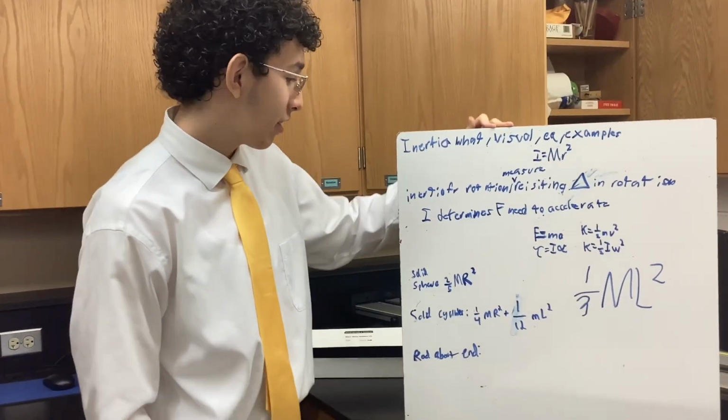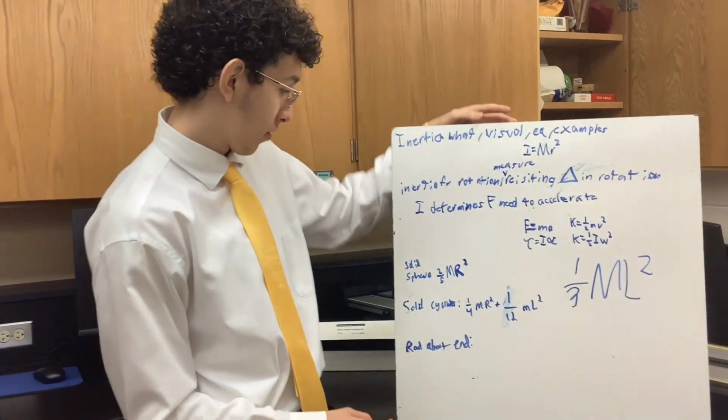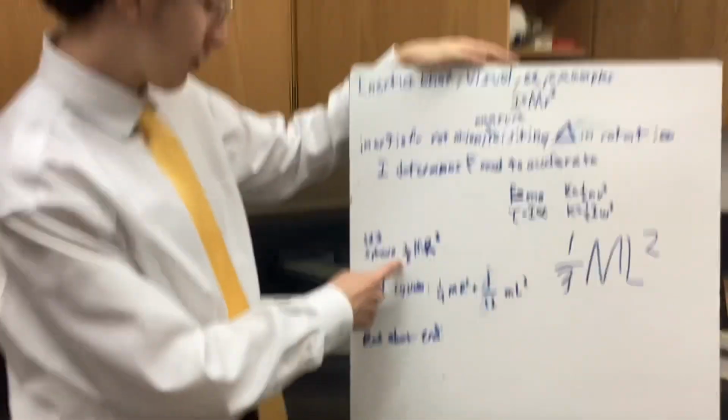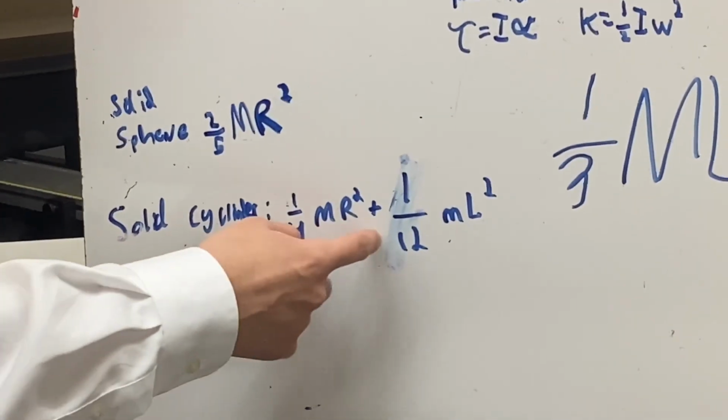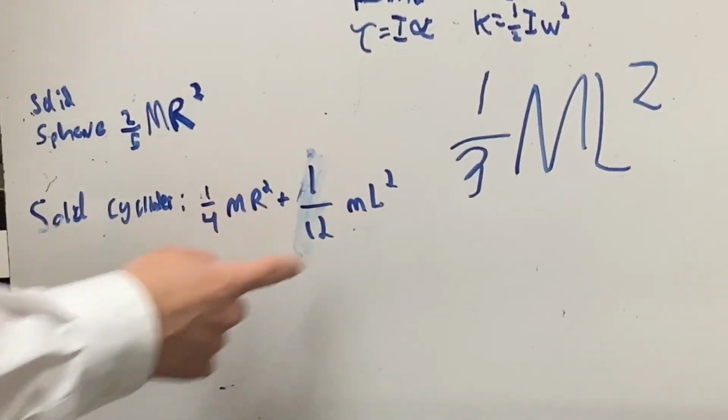This is how much it's going to resist. So depending on the object you're using, there will be a different equation for each. For a solid sphere, it would be 2/5 mr squared. For a solid cylinder, it would be 1/4 mr squared plus 1/12 ml squared. And for a rod about an end, it will be 1/3 ml squared. So you use these as 3D objects?